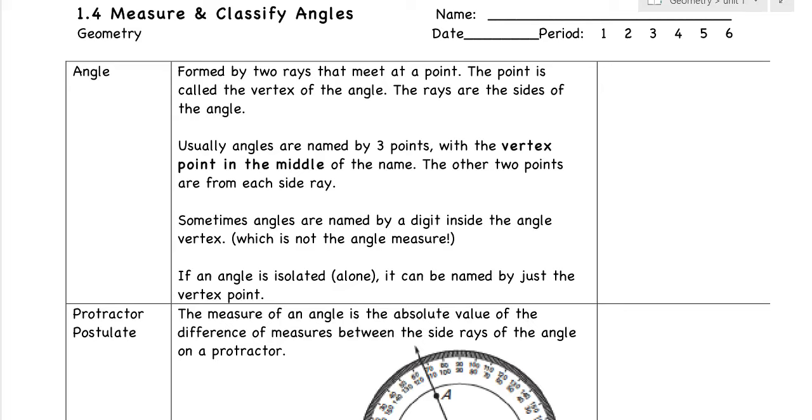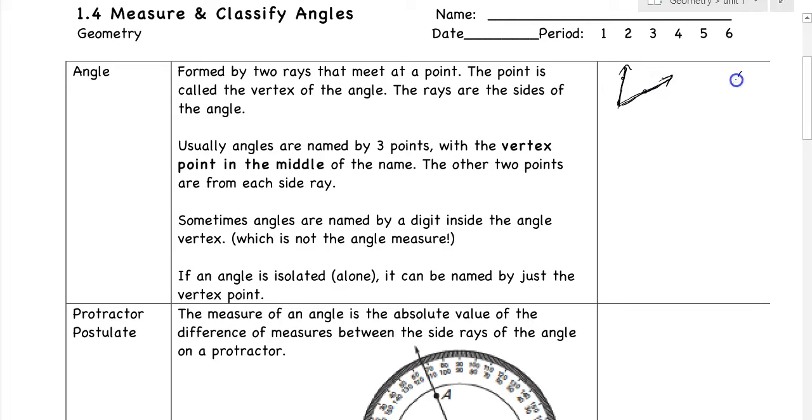An angle is formed by two rays that meet at a point. So if we have a point and we have two rays coming out of it, we have an angle. This shape is the angle. So if we could pick that object up and carry it around, kind of like a boomerang, that would be our ray. The hard part is that these rays on either side do go on infinitely in each direction.